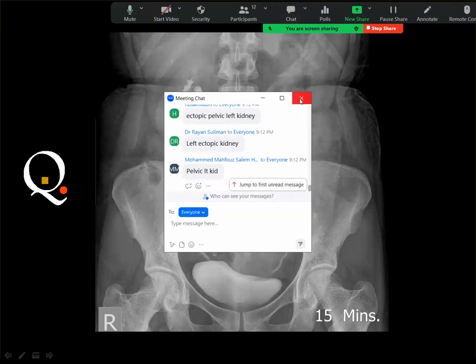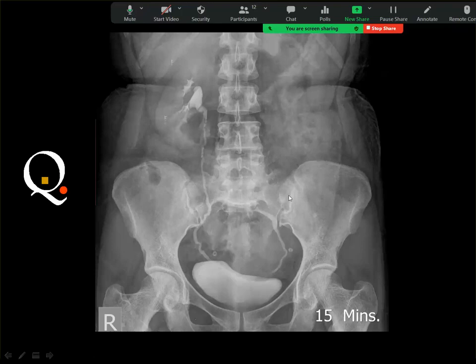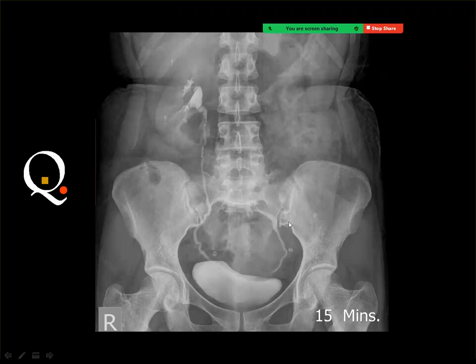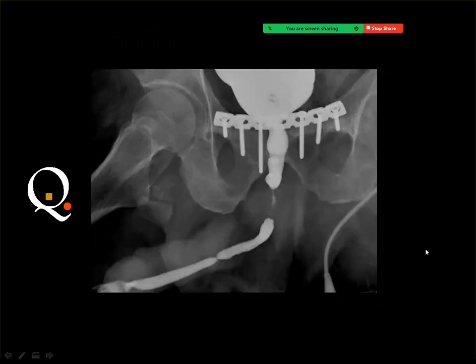Ectopic pelvic left kidney, this is right. You see that the left kidney is at the level of the sacrum, and the ureter is short because the kidney is ectopic in the pelvis, and the right kidney is good. This is ectopic left kidney. Next case is an ascending ureterography.